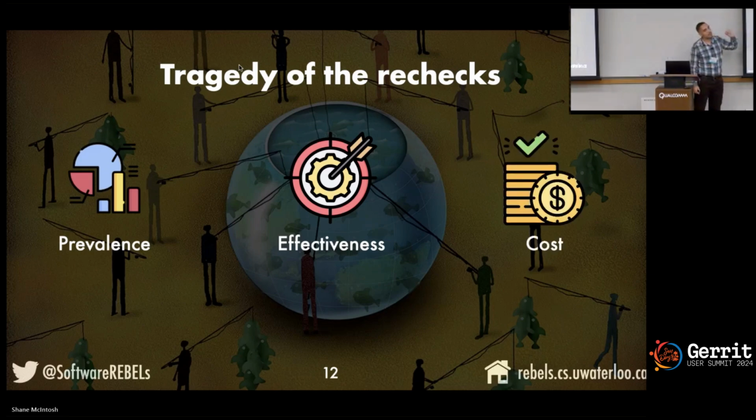Or something else could be happening. And then we looked at how much it's actually costing from two perspectives, like in terms of dollars, because CI resources can be equated to dollars now, thanks to CI services like GitHub Actions and CircleCI. They put a price on minutes on CI services. And also, we looked at it from the perspective of developer time. So is recheck actually wasting more time than it's saving?